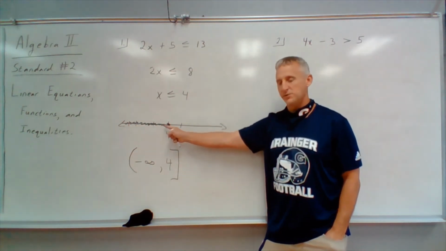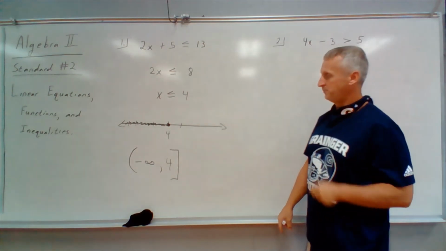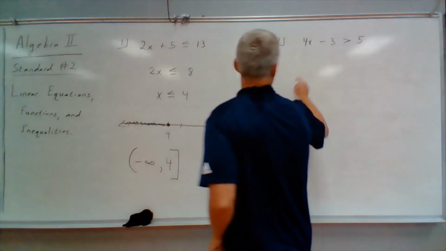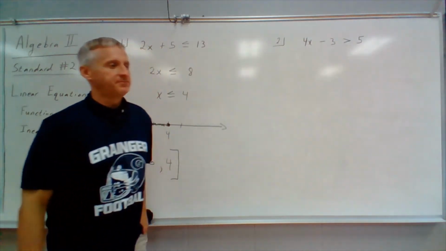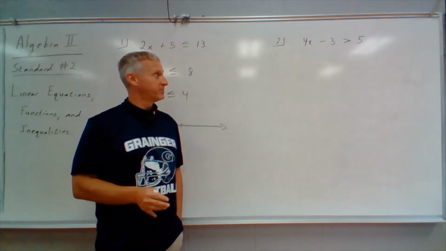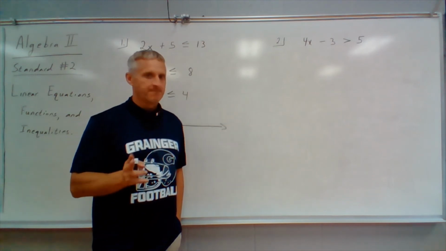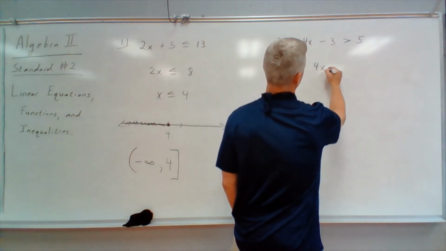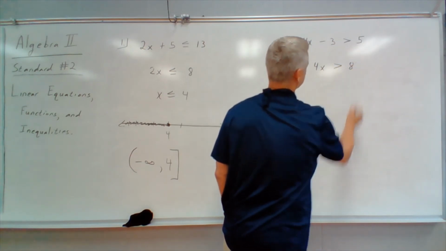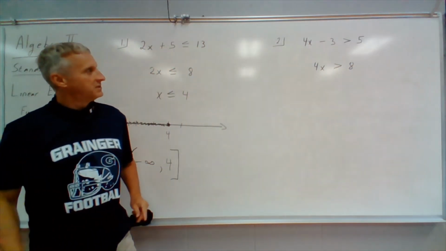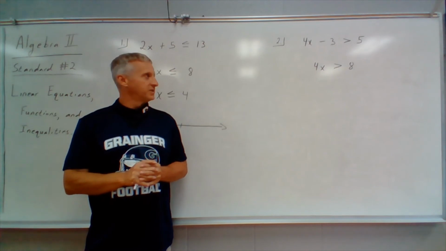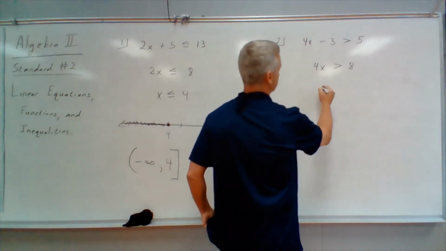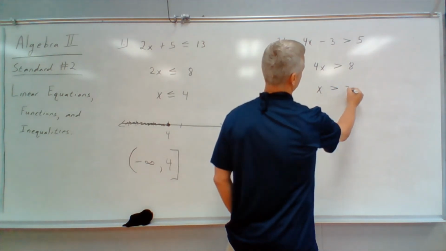All right, let's solve another one. So I'm going to add 3 to both sides. Am I allowed to add or subtract a number to both sides of an inequality? I am, so let's do it. 4x greater than 8. Divide both sides by 4. Am I allowed to divide both sides by a positive number? Yes, I am. So let's do it. X is greater than 2. Okay, let's represent these solutions on a number line.